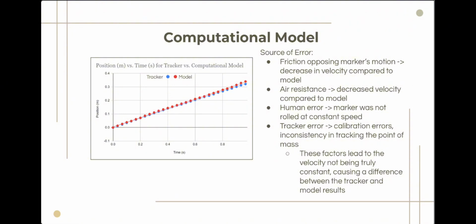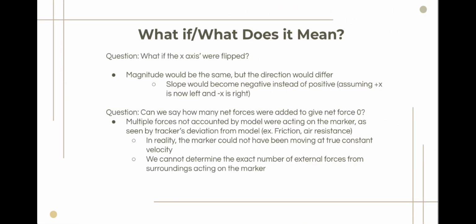So what would it mean if the x-axes were flipped? In this case, the magnitude would stay the same, but the direction would differ. Instead of a positive slope, we would now have a negative slope, assuming that the positive x is now to the left and the negative x is to the right.